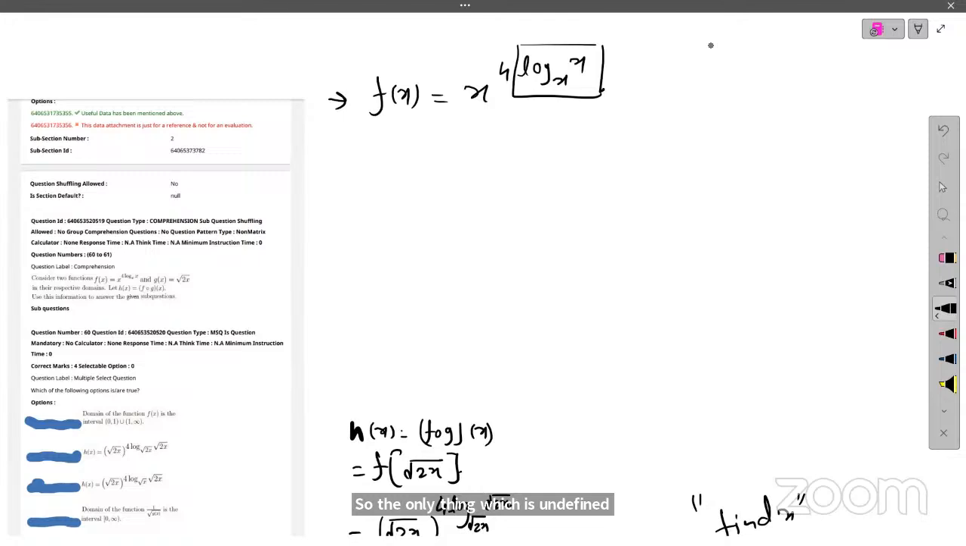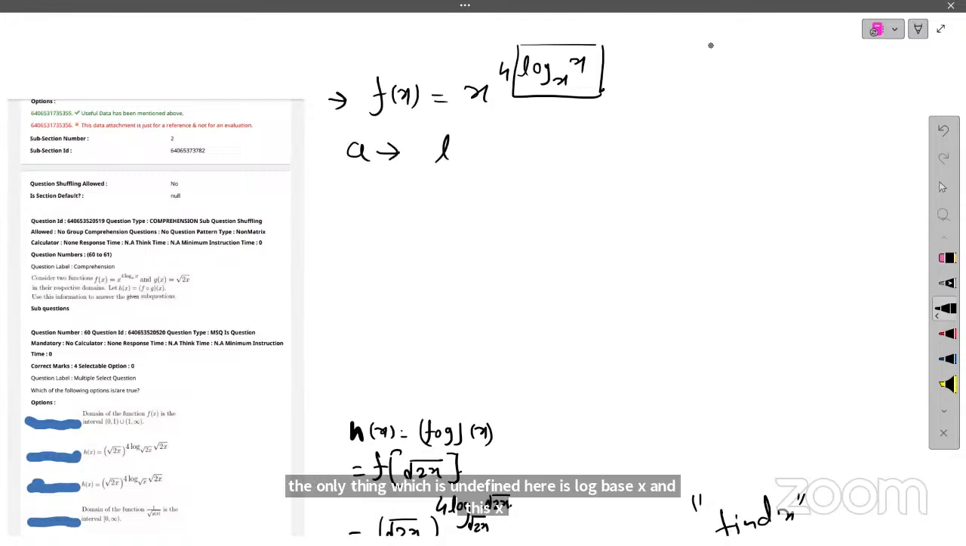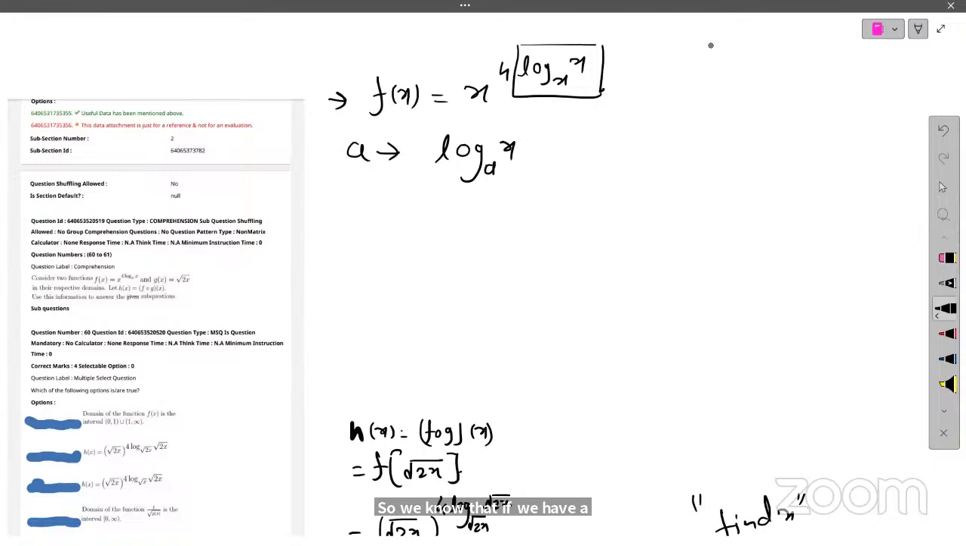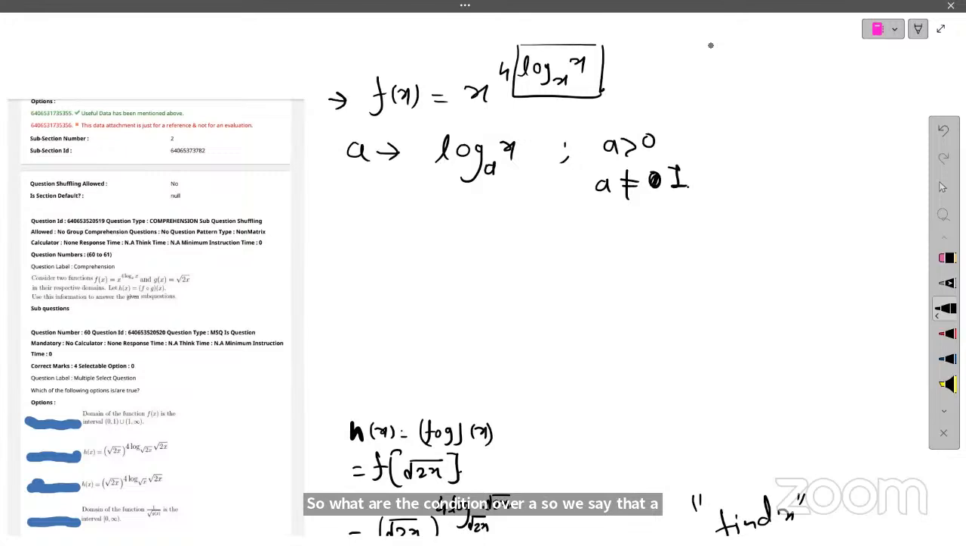So we know that if we want to define log base a of x, what are the conditions on a? We say that a is strictly greater than 0 and a is not equal to 1. Okay, so this is the condition for a.